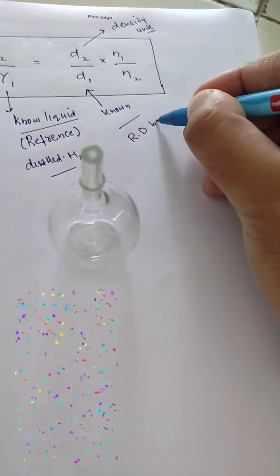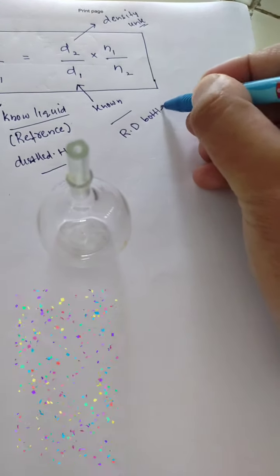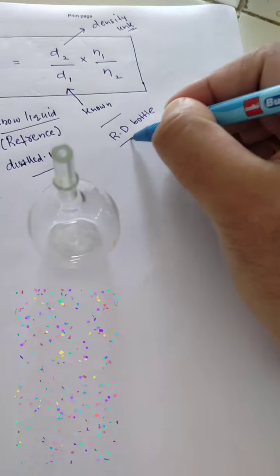So with the help of this RD bottle we can determine the densities of the two liquids. We also have another method using a pycnometer, but that I will not discuss here. In the relative density bottle, we compare two liquids and find the density of one with respect to another, that's why this is also the relative method. So the relative density you will get from here, d2 by d1.